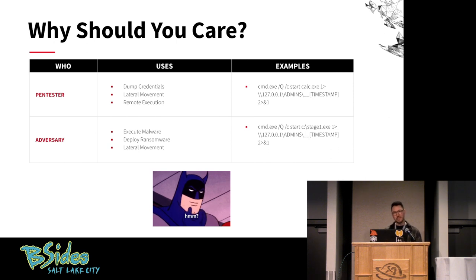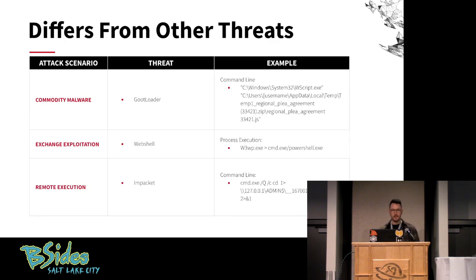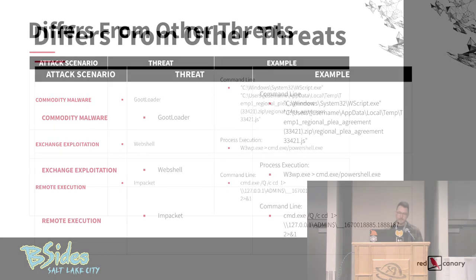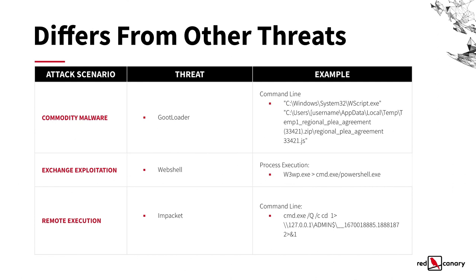So Impacket use essentially exists on two ends of the spectrum. When it's testing, it's good. We kinda just shrug it off. But when it's adversary use, it can be bad and really lead to worse things pretty quickly. So it kind of blurs the lines and kind of lulls us into a false sense of security. Additionally, it also differs from other threats, at least from my perspective.